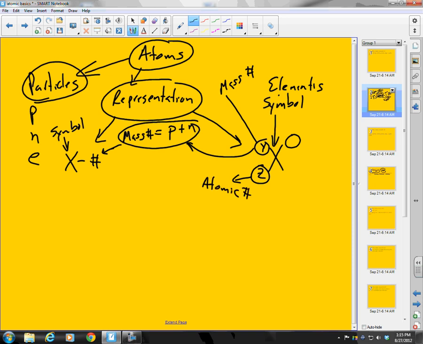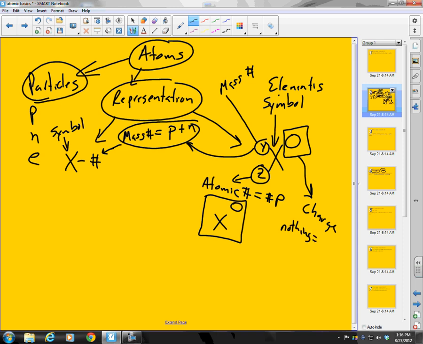Remember, the atomic number, where do I find it? I look on the periodic table, we'll find the symbol, and up here, we'll find the atomic number. And what's the atomic number equal to? It is the number of protons. Good. And then this area up here, what is that? This tells me my charge on the atom. Good. And now, if there is nothing written there, that means it is what? Neutral. And if it is neutral, that means the number of electrons equals the number of protons.